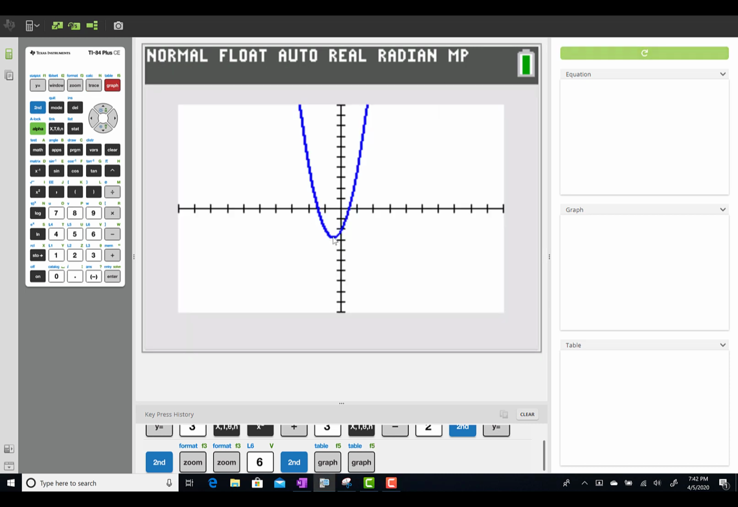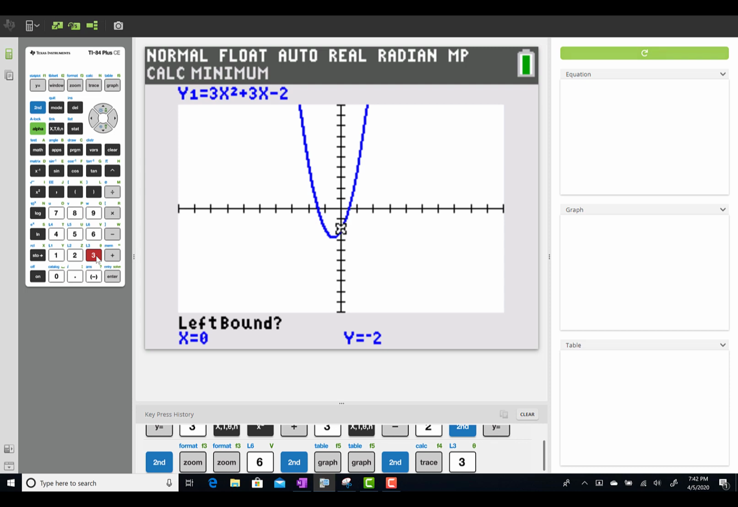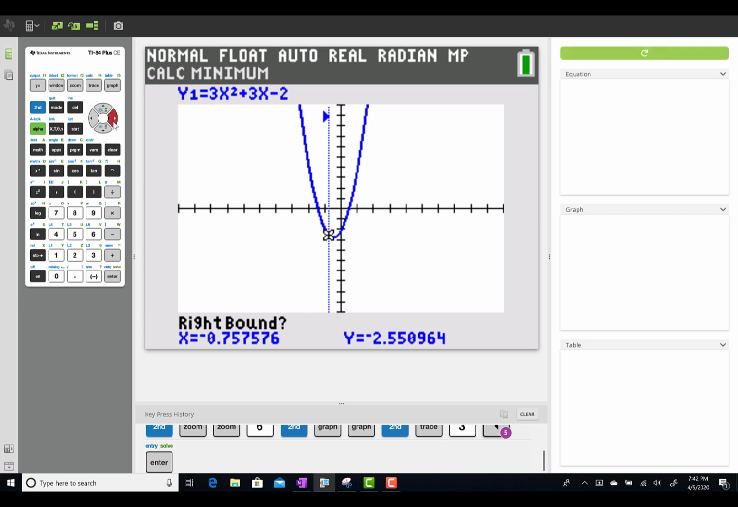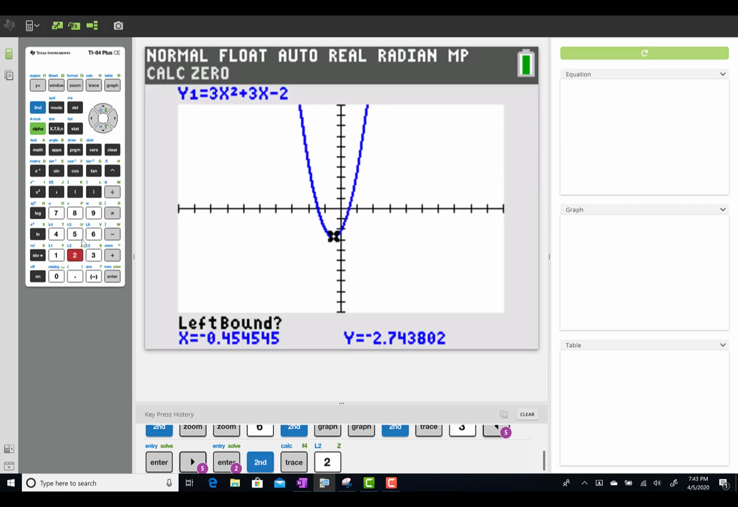Let me just double check and make sure my vertex is correct while I'm at it. Let's go second, calculate. We're going to find the minimum. It says left bound, you've got to be on the left-hand side of the vertex, and then right bound, you've got to be on the right-hand side of the vertex. And it says minimum is -0.5, comma, -2.75. Yes, we got it right. So we do feel pretty good about all our work so far because we got the same vertex that the graph came up with. So now that I came up with that vertex, I feel pretty good about going on here and plotting some of those other points.